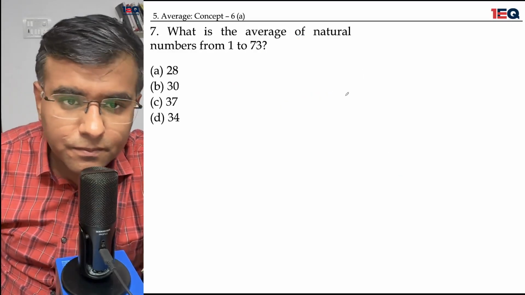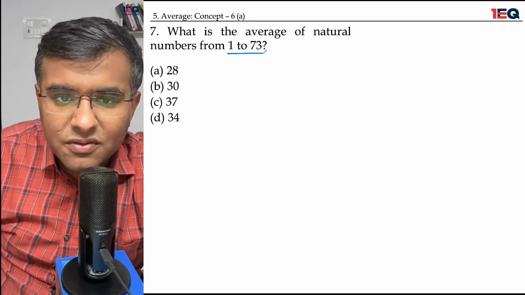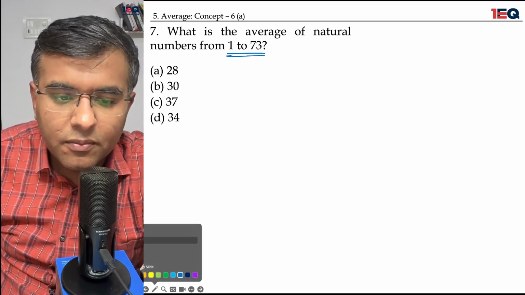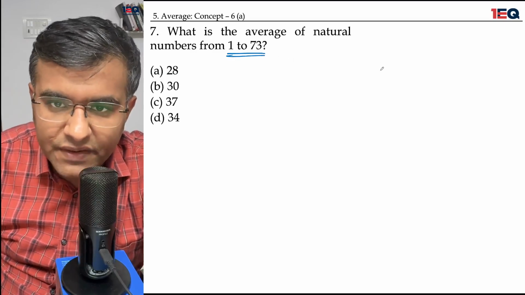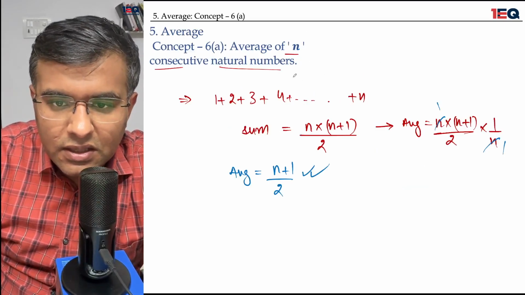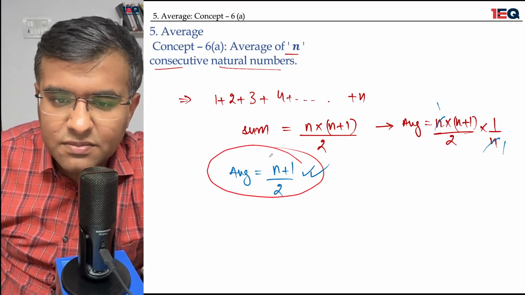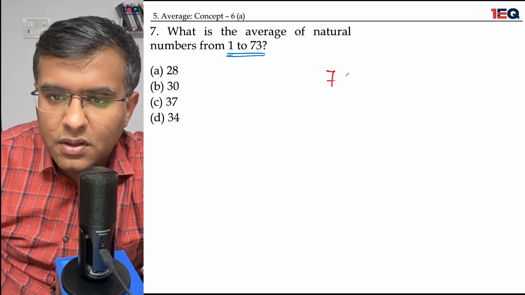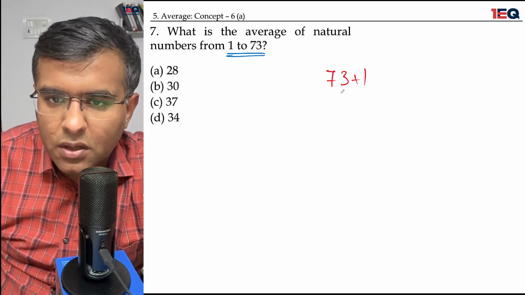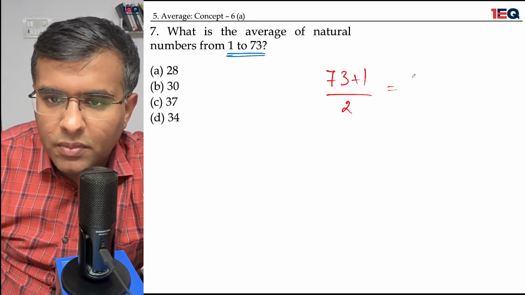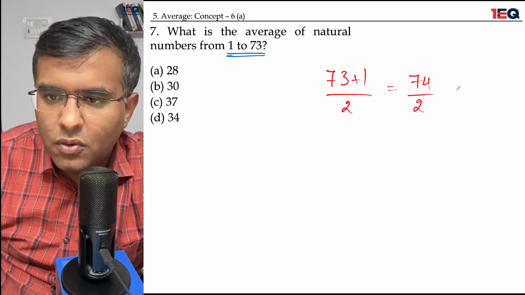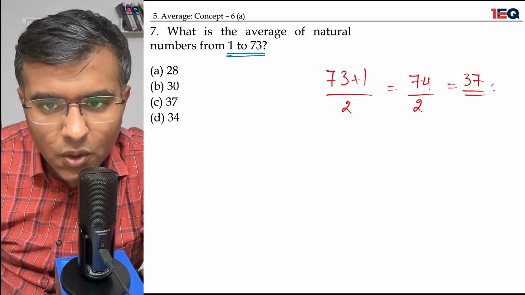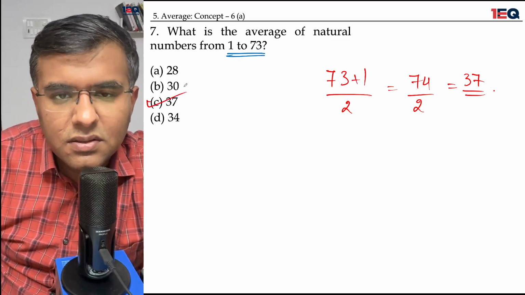Moving on. What is the average of natural numbers from 1 to 73? Okay, I'm now counting from 1 to 73. In this slide, I talked about the average being n plus 1 by 2. I'll quickly use the same method. 73 plus 1 whole upon 2 makes it 74 upon 2, which is also equal to 37. Okay, the simple answer is 37.